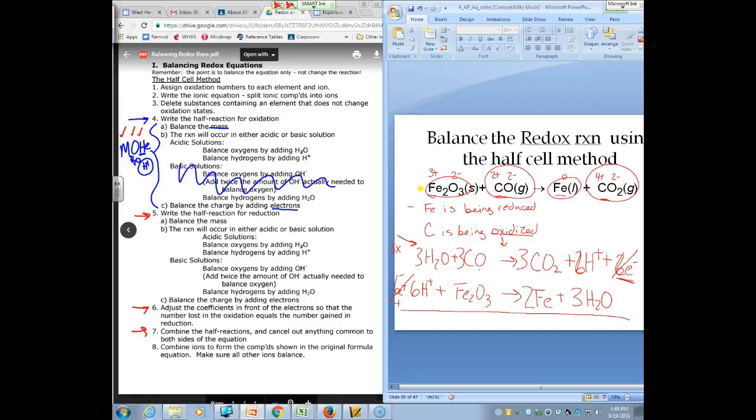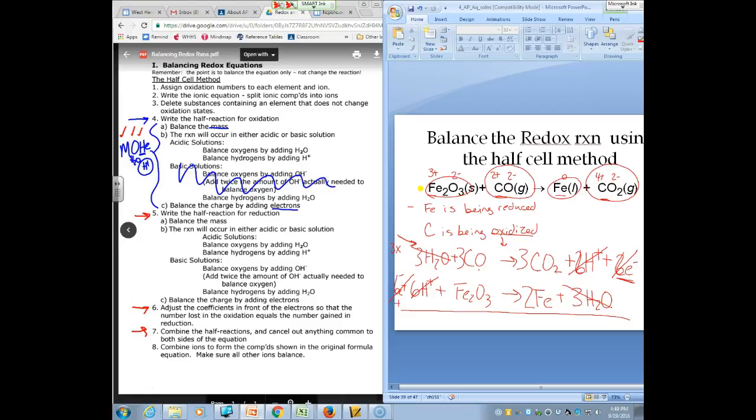Other things that cancel: my 6 H plus and my 6 H plus on this side. Sometimes you'll be left over with your answer with H pluses, and that is okay. It's just in this case we didn't. Same thing with waters. I have 3 waters, 3 waters. They completely cancel out. Sometimes you'll have leftover water or 2 on one side or the other.